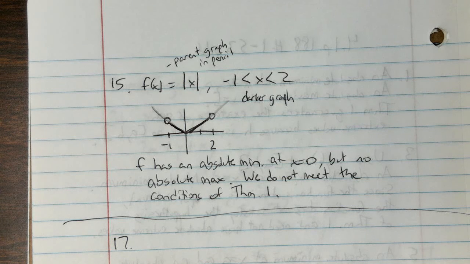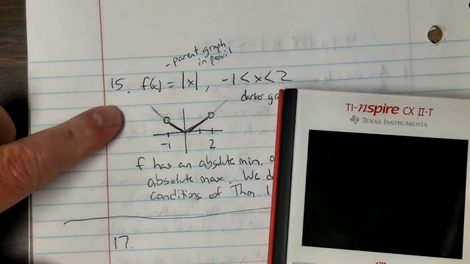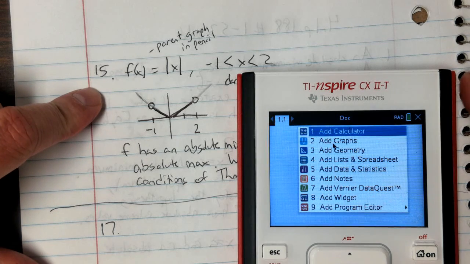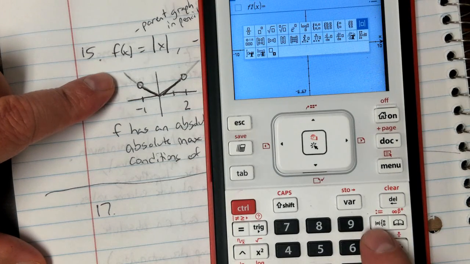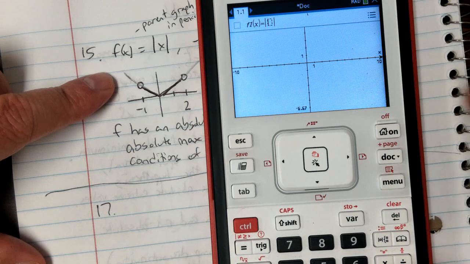Okay, so now we're going to continue with the next video. By the way, just real quick, if you didn't know already, you can put in your absolute value of x. You do this button, which is to the right of the 9, that button, and there's the absolute value of x.